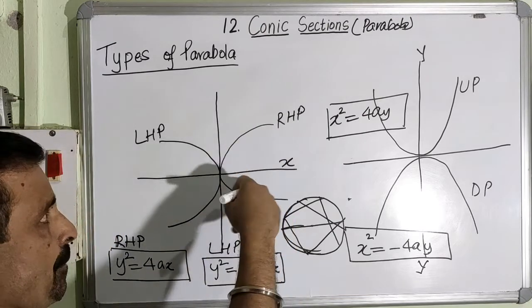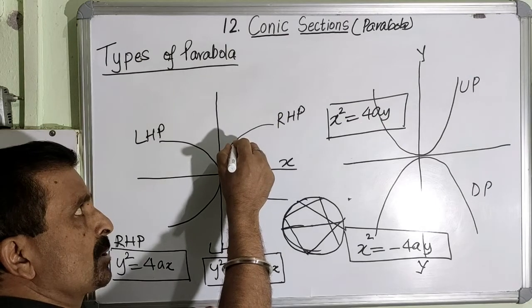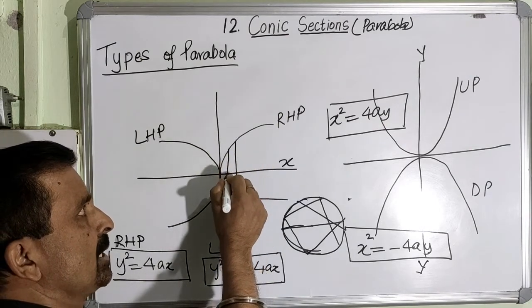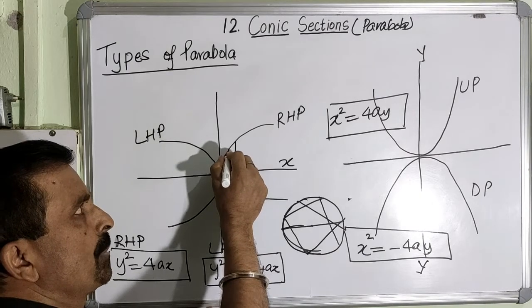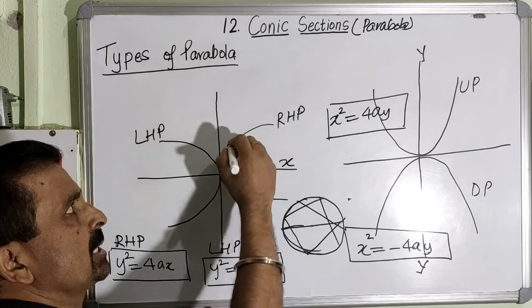Similarly, in the case of a parabola also, we can have a line joining 2 points of the parabola. We can have infinite lines joining 2 points of a parabola. All these lines which join 2 points of a parabola are called double ordinates.